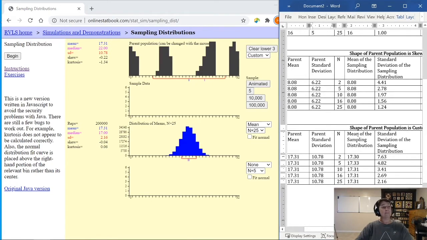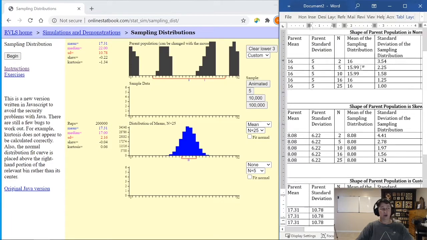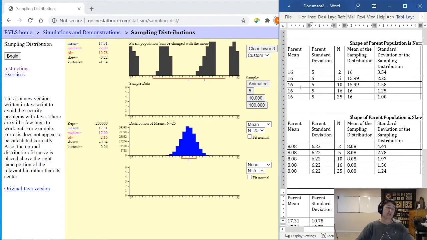And the mean of the distribution stays right about the same as the parent mean. Notice that the mean of our custom was about the same as the mean of the parent. The sampling distribution mean of our skewed was the same as the mean of the parent, and the mean of our normal was the same as the mean of our parent.